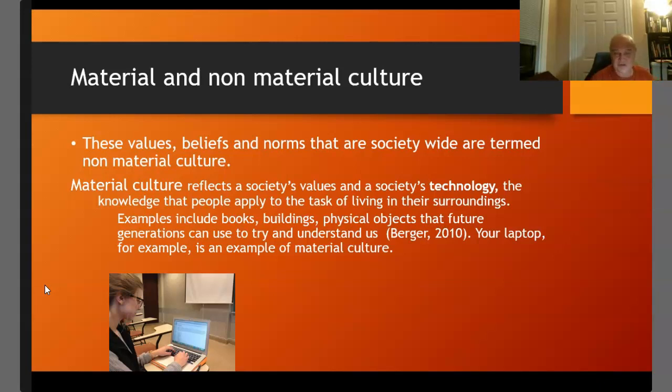Another example of material culture, however, would be, we have a broader definition of technology than a colloquial one. The discovery of fire and its ability to cook food, for example, is a technology, a human technology. So was the invention of the wheel. So these are the elements of culture: subculture, material, non-material culture, language, symbolic interaction, symbols, and some of the other components that we've covered in this unit.